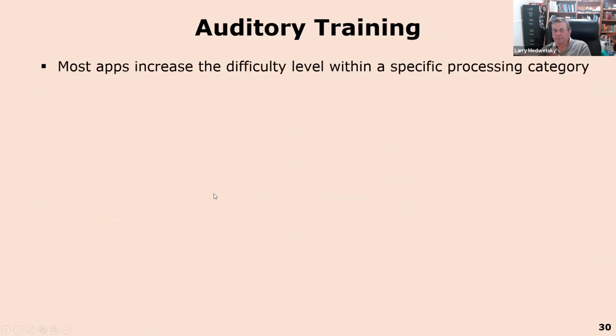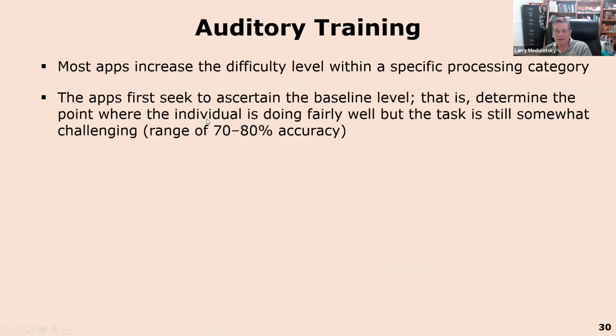Now, most apps start off at a baseline and get more difficult. So this software wants to find out what baseline level the training should begin at. They look for the point where you do fairly well, about 70 to 80% accuracy. Not too easy, but not too difficult.